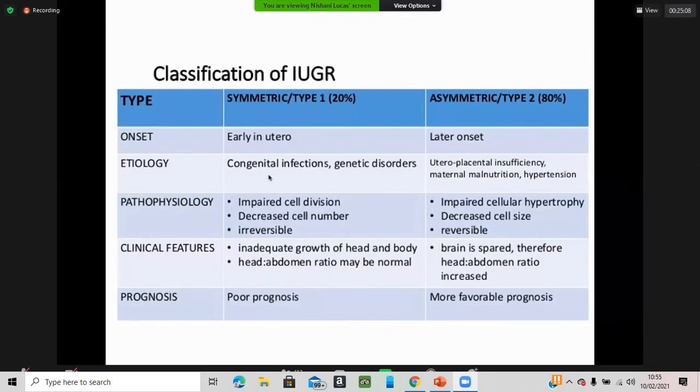potential. Whereas in the symmetric or type 1 type, something is wrong with the baby. So whatever environment it is in, things are not going to change. Right? So if the baby is infected with a congenital infection or there is some genetic abnormality, wherever the baby is, the uterine environment or the maternal nutrition is not going to change things. But if it is the maternal nutrition or the uterine environment which is restricting the baby's growth, once the baby is taken out of it, the baby can resume its growth.